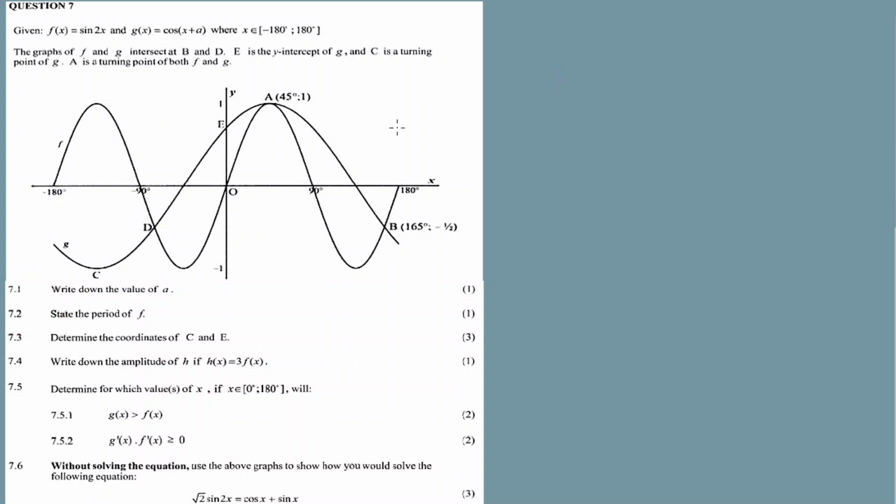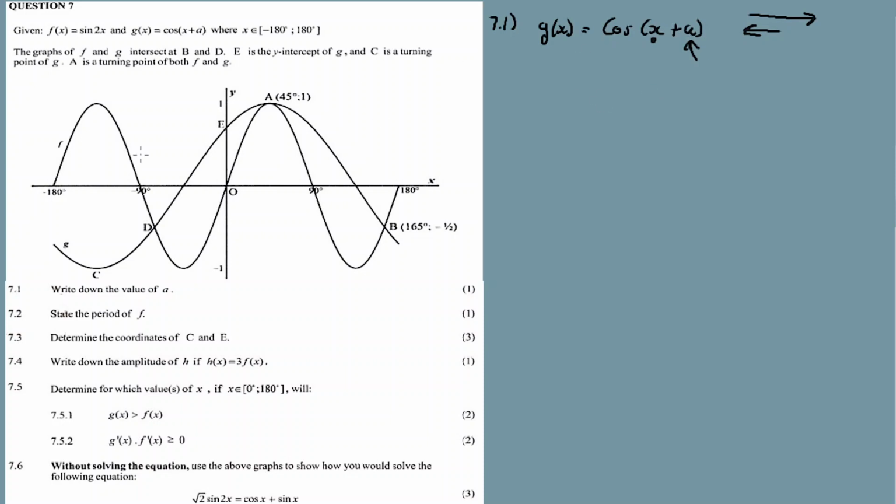Now 7.1, you write down the value of a. As discussed, this question is simple. For the value of a, we take g of x, which is the cosine function: cos of x plus a. This a added to x means a horizontal shift, either to the left or to the right. Every time you see a value being added to x, your function moves sideways. It's a transformation, a translation of the function sideways.